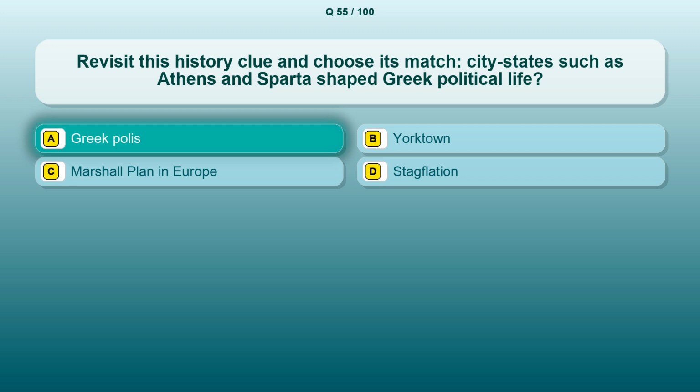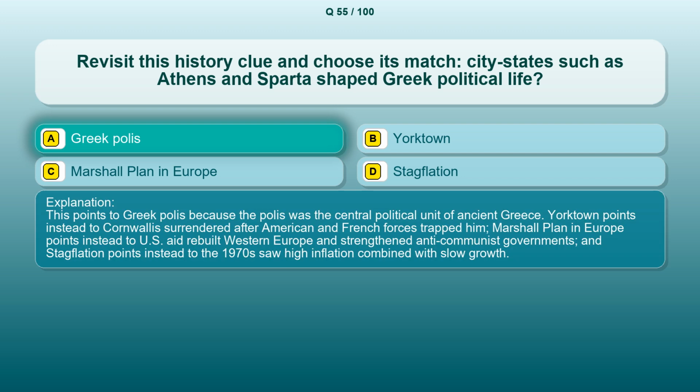The correct answer is option A, Greek polis. This points to Greek polis because the polis was the central political unit of ancient Greece. Yorktown points instead to Cornwallis surrendered after American and French forces trapped him. Marshall Plan in Europe points instead to US aid rebuilt Western Europe and strengthened anti-communist governments, and stagflation points instead to the 1970s saw high inflation combined with slow growth.